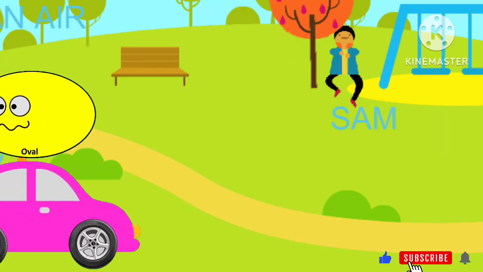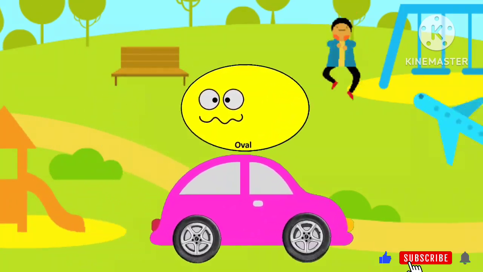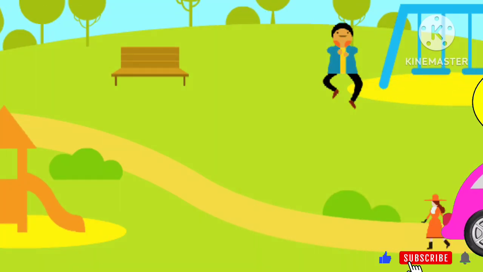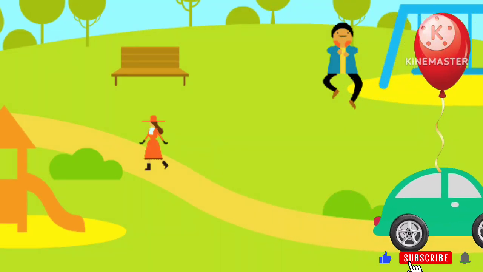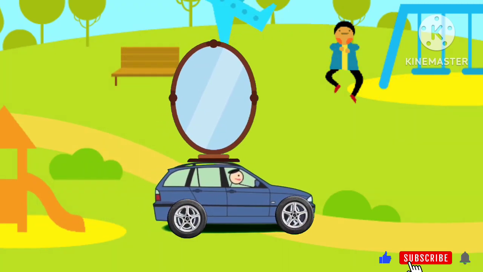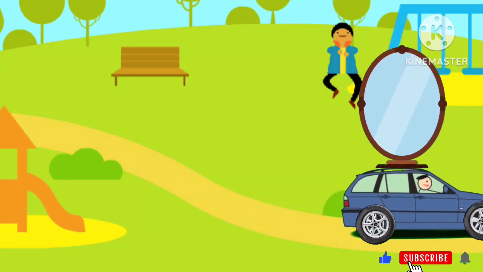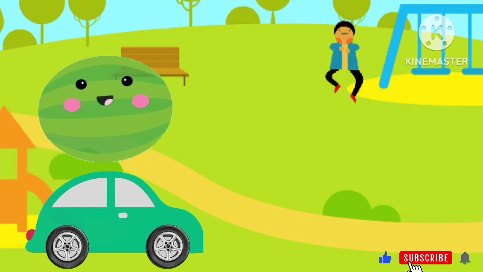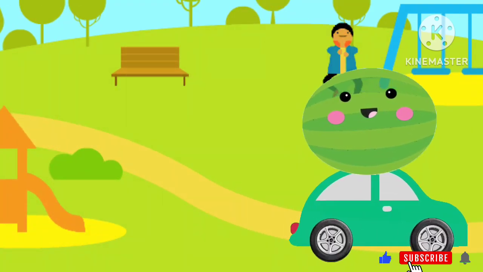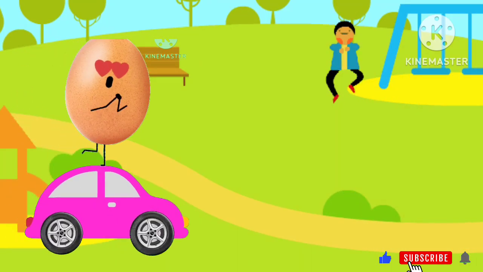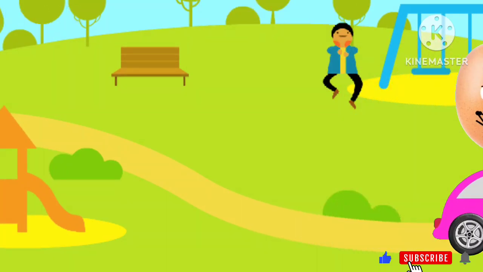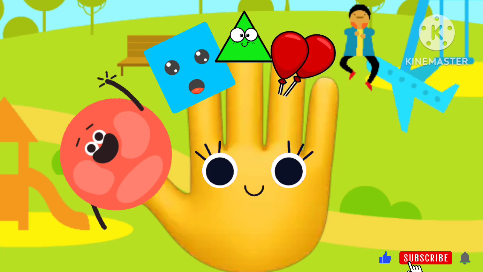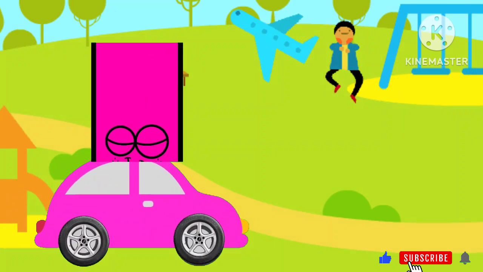Now we learn oval shape. Balloon, oval. Mirror, oval shape. Watermelon, oval shape. Egg, oval shape. This is an oval shape.